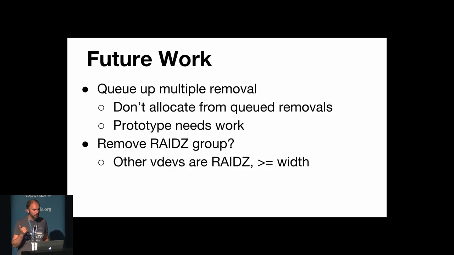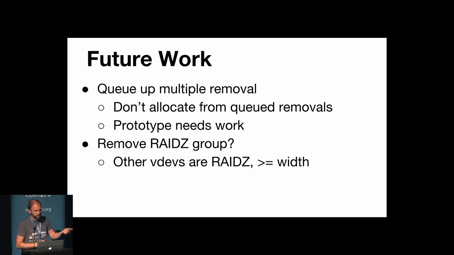So future work, two really cool things that we'd like to do. One is being able to queue up multiple devices to be removed. The main point of this would be to mark them as ineligible for allocations and to do the space checking up front. The big win here is that when I'm removing a device, rather than moving that space to all of the remaining devices, I'm going to move it to the ones which will be remaining after I've completed all the removals that I want to do right now. I have a prototype, but it needs some work.